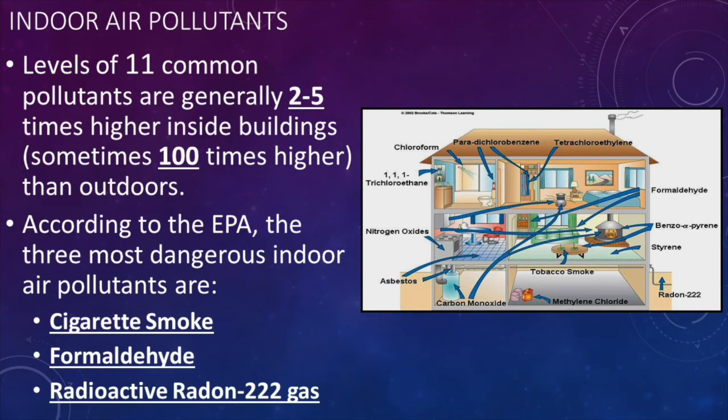Let's take it back inside and look at indoor air pollutants. There are 11 common air pollutants that are found at doses much higher indoors than outdoors. While these pollutants can be found outside as well, their prevalence in such high numbers indoors is the reason they are characterized as indoor pollutants. The top most dangerous of these pollutants are cigarette smoke, formaldehyde, and radioactive radon-222 gas.